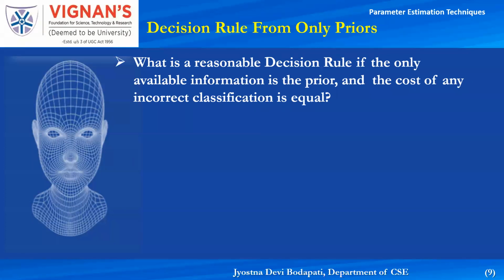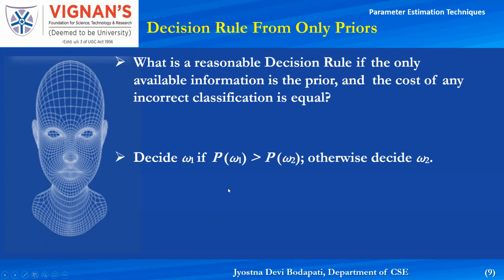So can we take the decision based on the prior alone? When a new person comes, my machine learning model has to recognize whether the person is a male person or a female person. That's what we are going to do. The information that is given is only the prior probability. So how can we take the decision rule? Let's see how we take the decision.